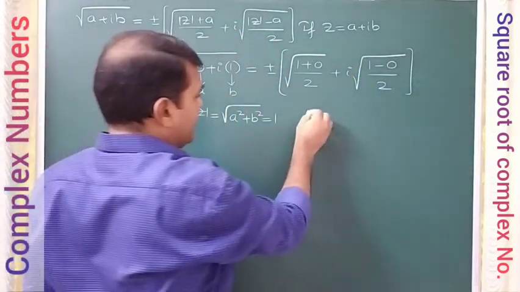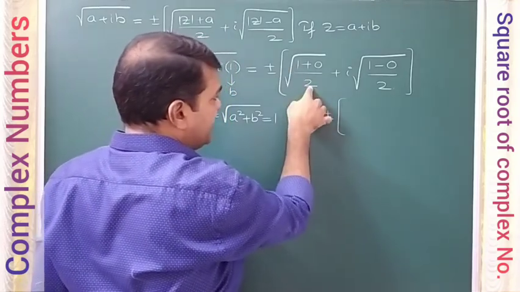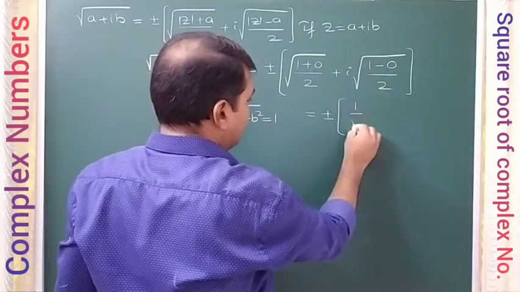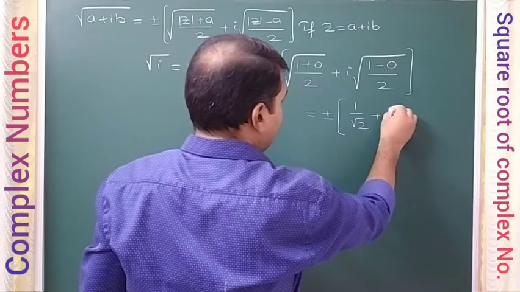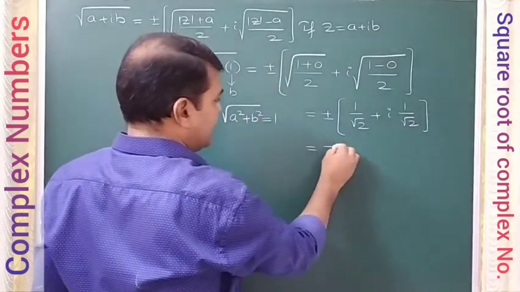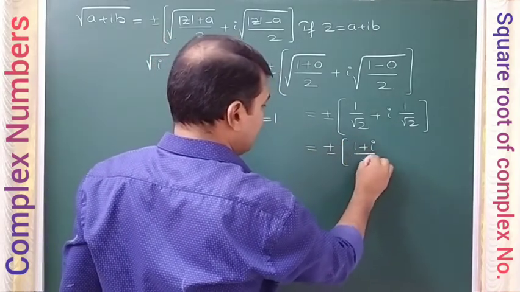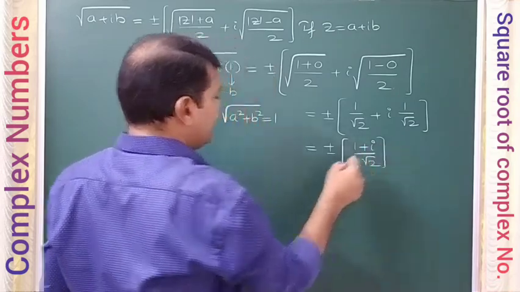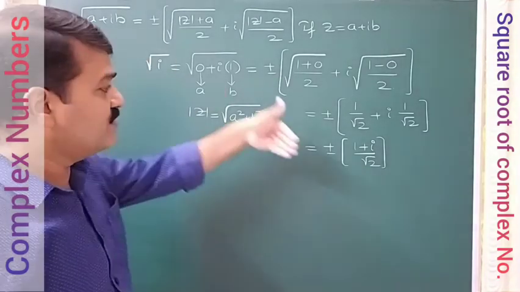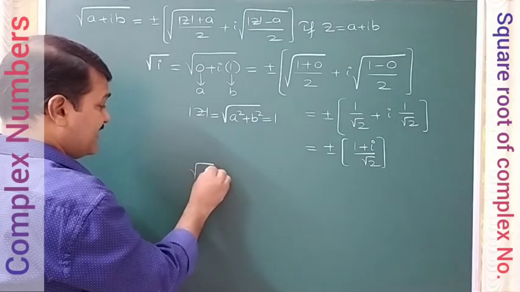When you simplify, this is ± (√(1/2) + i√(1/2)). That means 1/√2 + i·1/√2. The denominator √2 is common, so it is ± (1 + i)/√2. So this is the value of the square root of i, which is a standard result that we have to remember. So what happens when the square root of −i is taken?